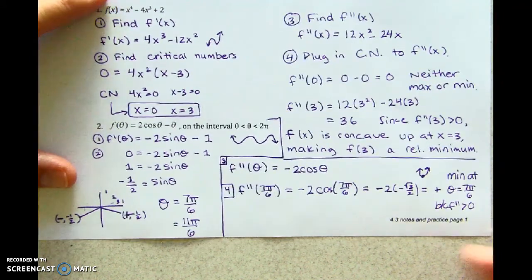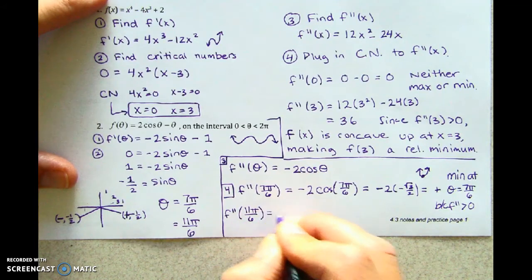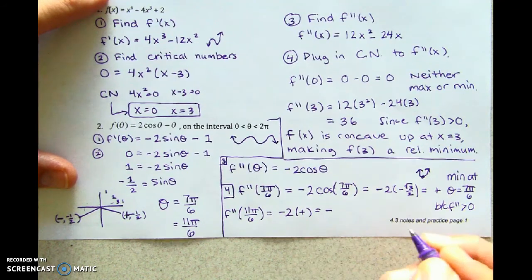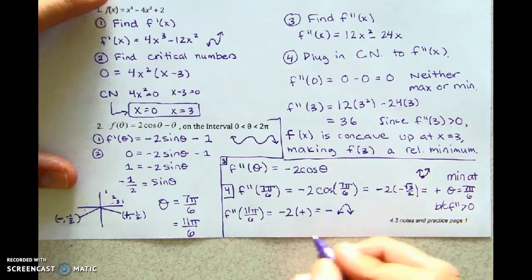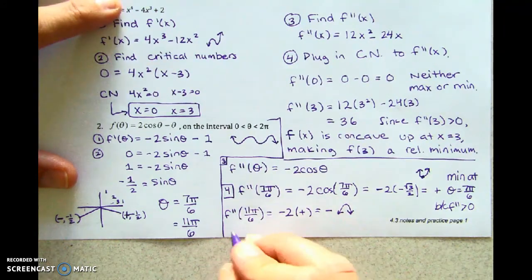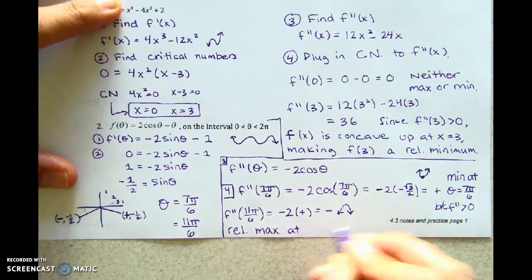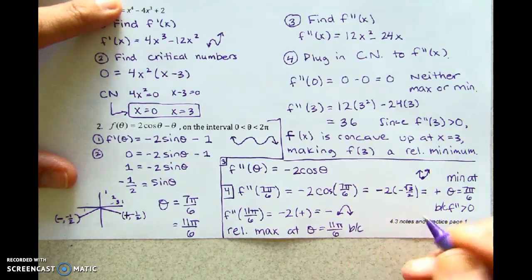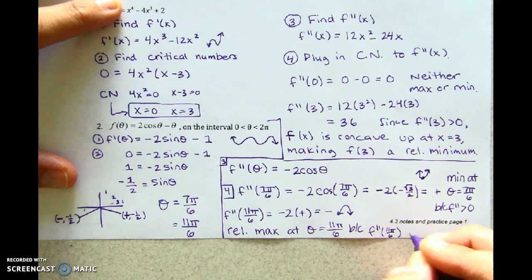Okay, I knew we were going to run out of room. Let's plug in the other one. 11 pi over 6. Now here we have a negative times a positive, which is negative. So that means that if the second derivative is negative, then the function's concave down, which means what's happening at 11 pi over 6? There's a relative max at 11 pi over 6 because the second derivative was negative.